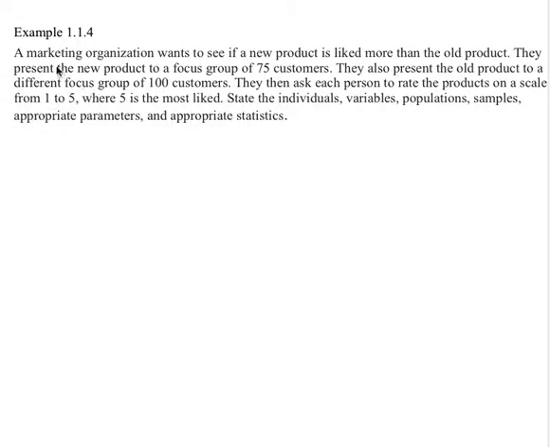So we're going to go ahead and do this example. This is example 1.1.4 in the lecture notes. The other thing I want to point out about this example is that there seems to actually be two sets of individuals, variables, populations, and samples. If you notice, it talks about looking at a new product and an old product and getting people from the new and the old. So we're going to start off with individual one.